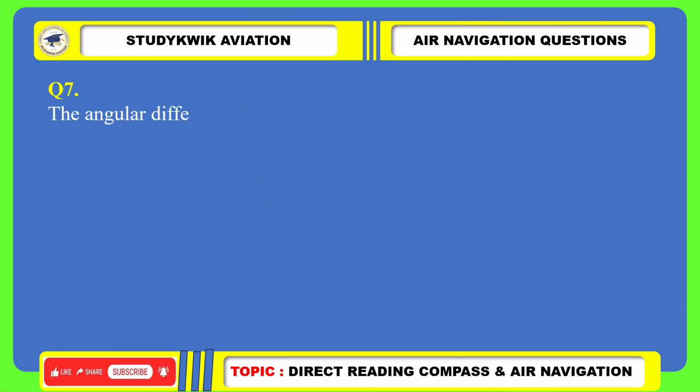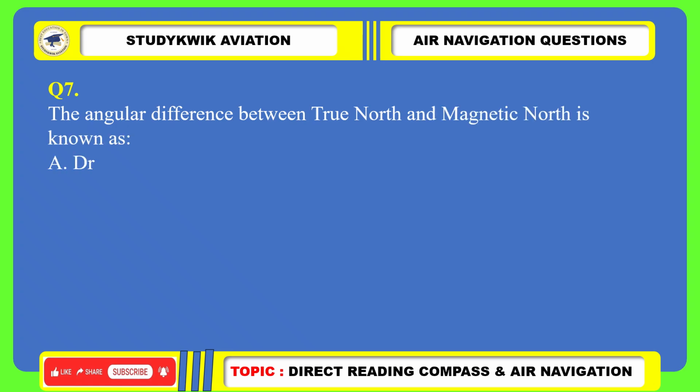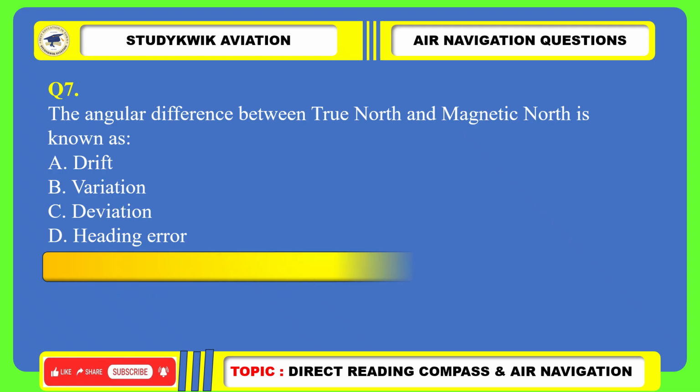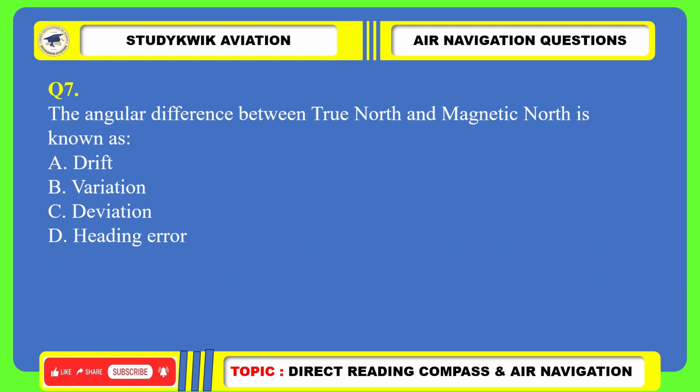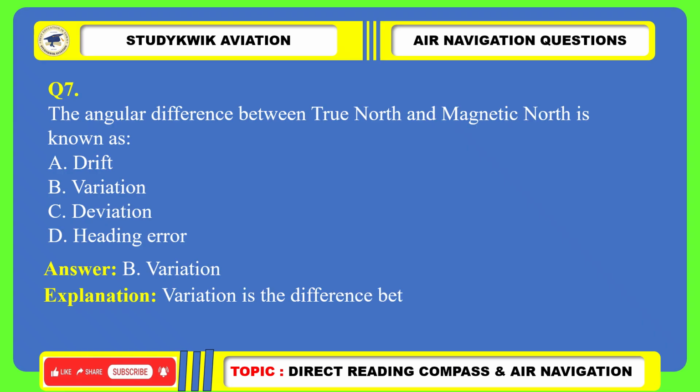Question 7. The angular difference between true north and magnetic north is known as drift, variation, deviation, heading error. The correct answer is B. Variation. Variation is the difference between true and magnetic north due to Earth's magnetic field distribution.